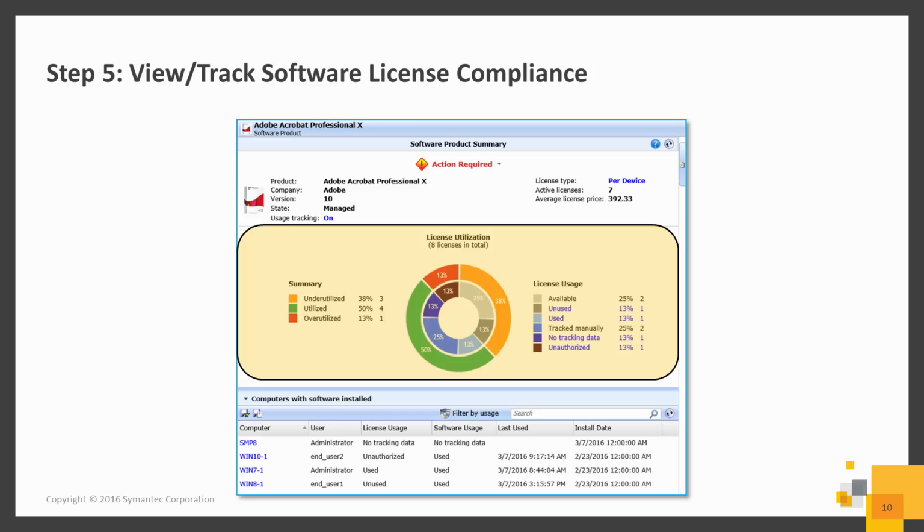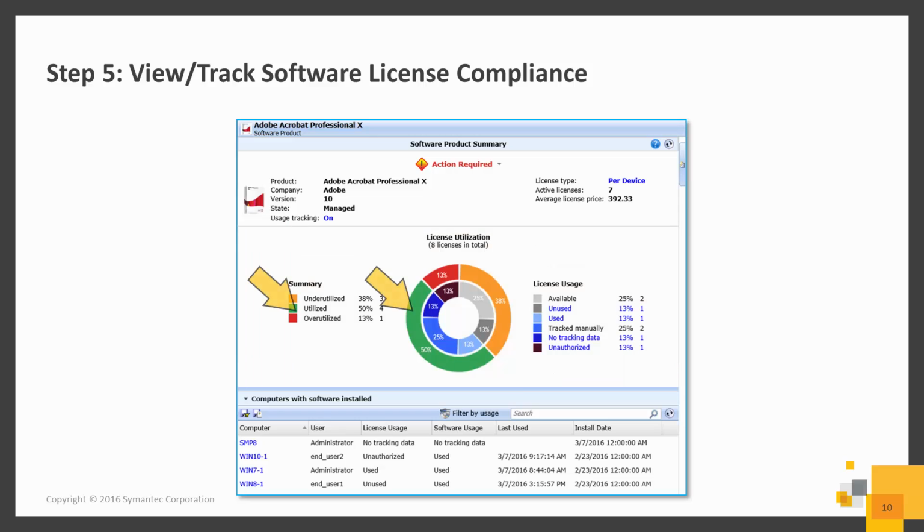The pie chart consists of two circles, an outer circle that shows the license utilization summary, and an inner circle that shows detailed information about license usage. You can click the sections of this pie chart to filter the computers with this software installed list directly below it. The computers with software installed list allows you to filter the results based on usage or utilization, as well as export the results to a filter or a report.